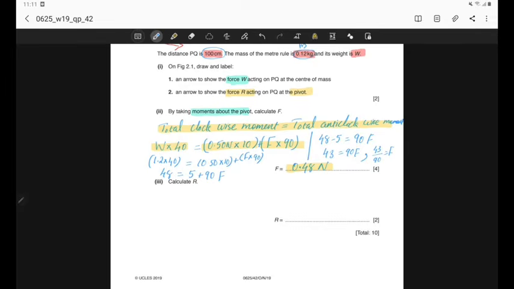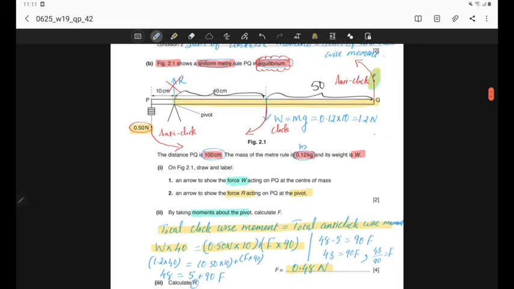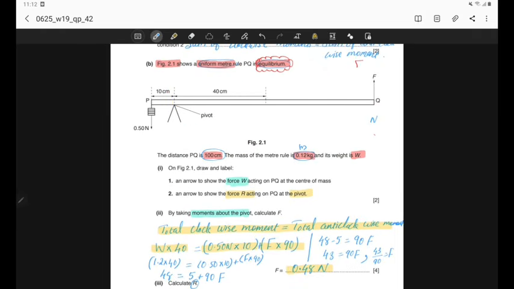Part 2, calculate R, the reaction force. Here, in this figure, 4 forces are acting. The first force is 0.50 Newton downwards, and weight is also acting downwards. Then the third force, F, we have just calculated in the previous part, and there is a normal reaction force which is acting upwards.